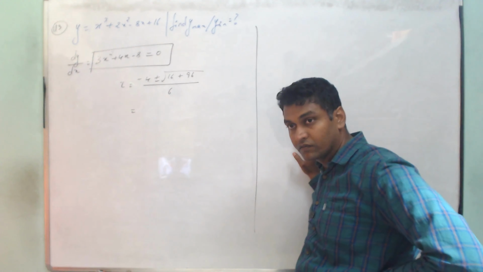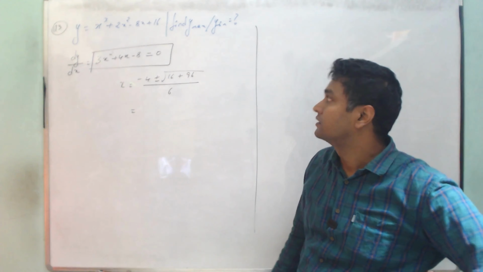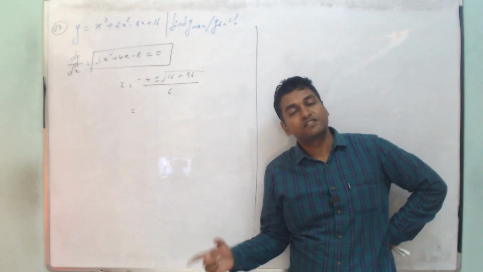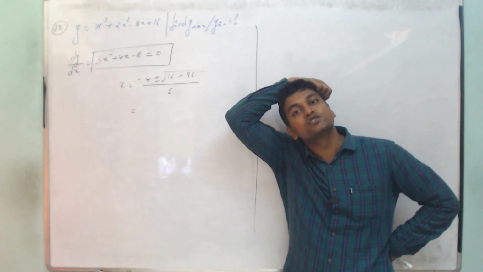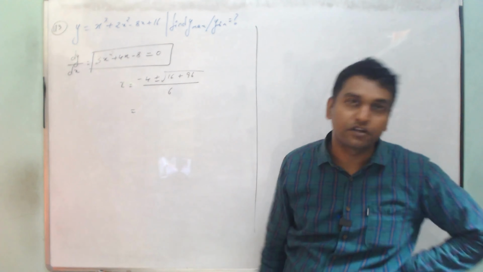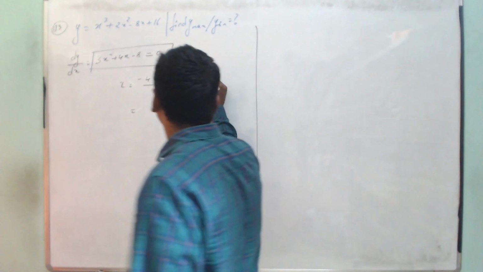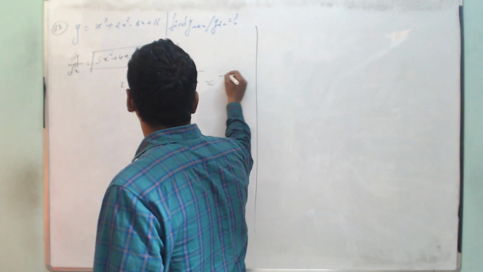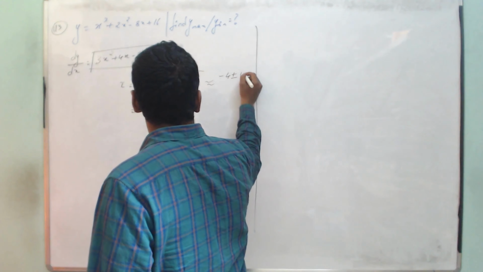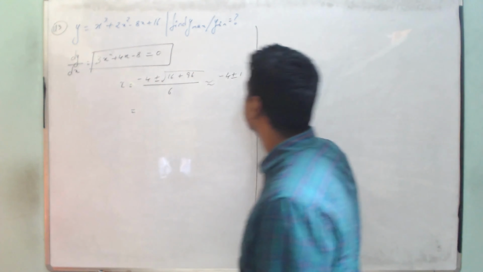112 is not a perfect square. 121 is 11 square, 100 is 10 square, and 112 is more or less in between. So we will approximate it to 10.5. 10 would be too low, so we'll take it as 10.5.